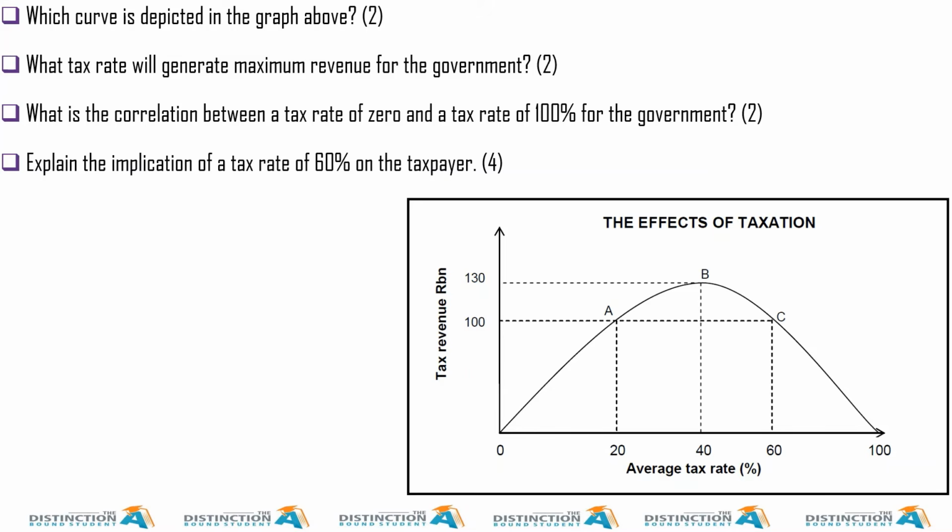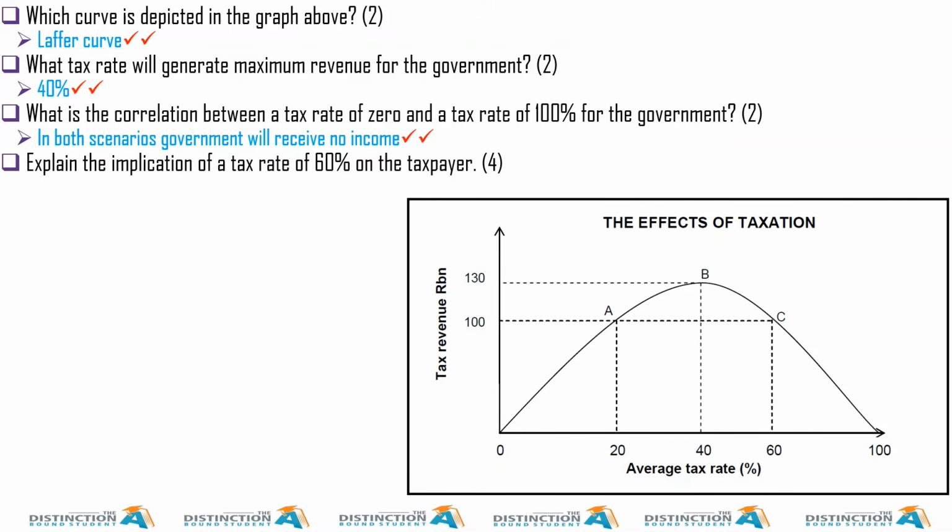Right, another Laffer curve, and I don't need to really explain it, I did before. Which curve? That is the Laffer curve. At what tax rate will government maximize their revenue? That will be 40%. You see, it's different. The other one we had was 45%. Right, what is the correlation between a tax rate of 0 and a tax rate of 100? I've explained it before. In both scenarios, government will make no money at all.